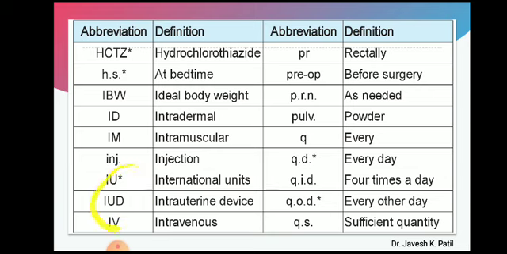Intrauterine device, this is also a popular one. And IV, again most popular one, intravenous. Then PR, rectal. Pre-op means pre-operative, this is before surgery. PRN, this is what we have studied earlier, in capital we have written PRN, as needed. Then pulv, that is for powder.